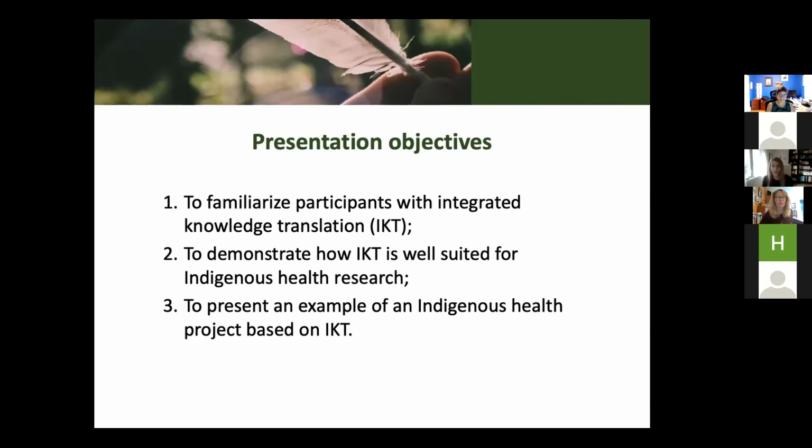And I should declare that I'm not a KT researcher. I don't consider myself a KT researcher. So I hope I'm not saying anything silly today, but the way that I see my research is being congruent with the IKT approach. So I hope that it's going to be helpful for you to understand this approach.